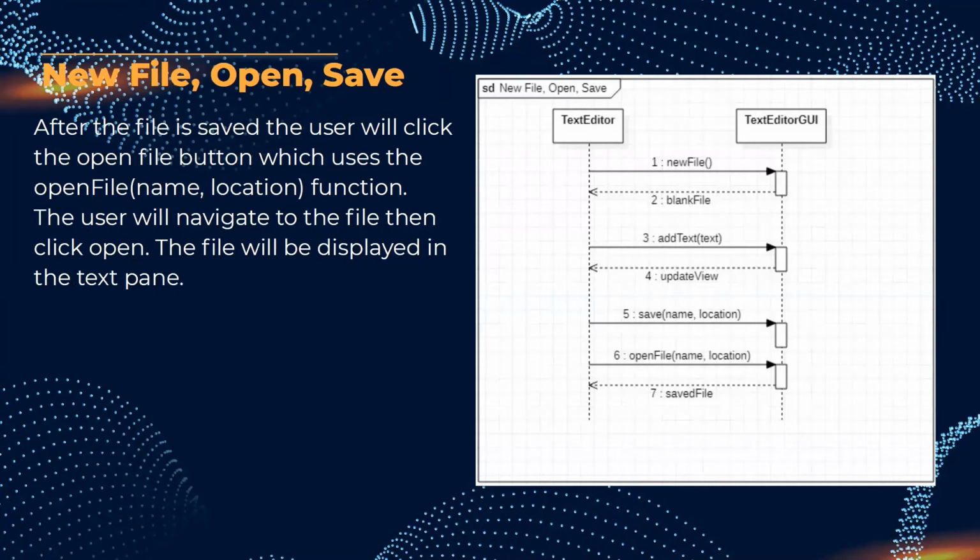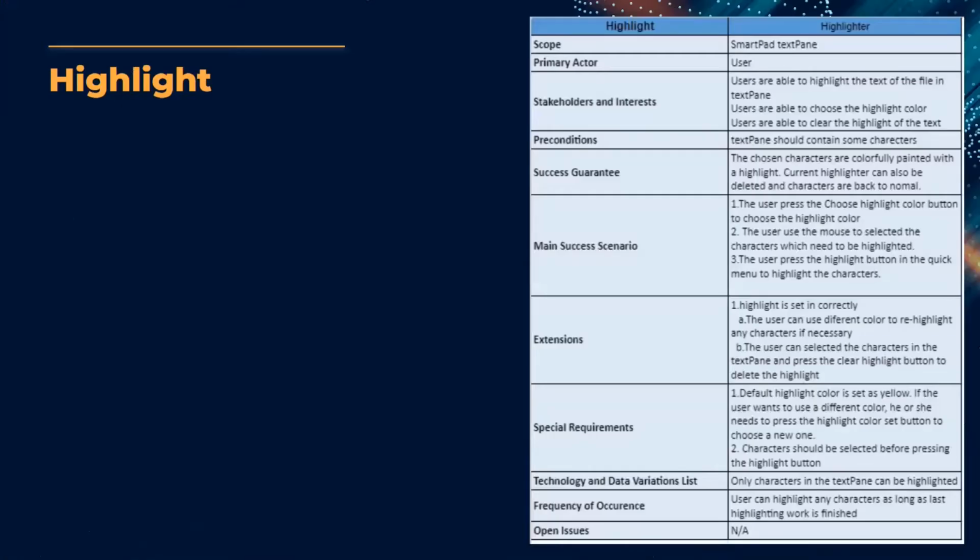After the file is saved, the user clicks the open file button, which uses the open file function. The user will navigate to the file, then click open. The file will be displayed in the text pane. And I'll pass it off to Xi to talk about the highlighting function.